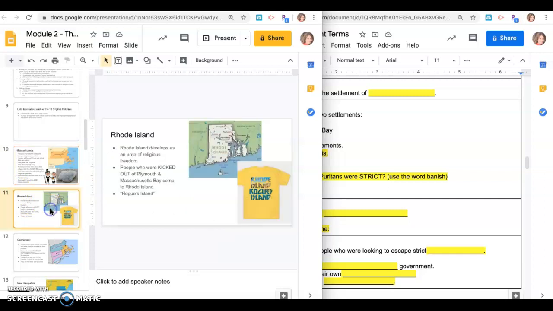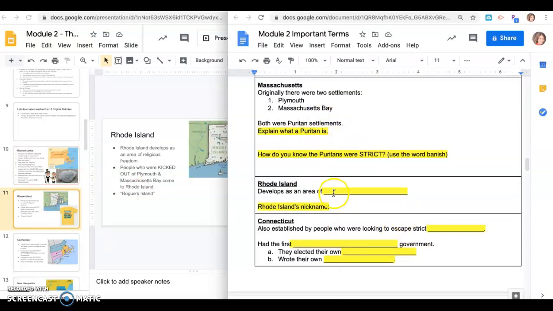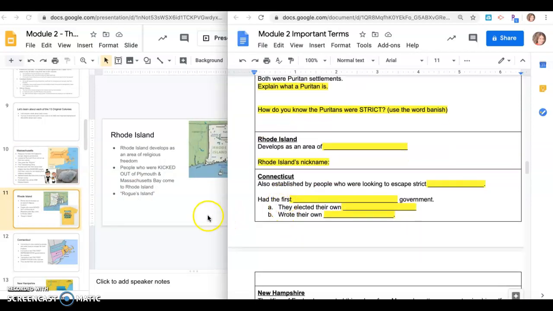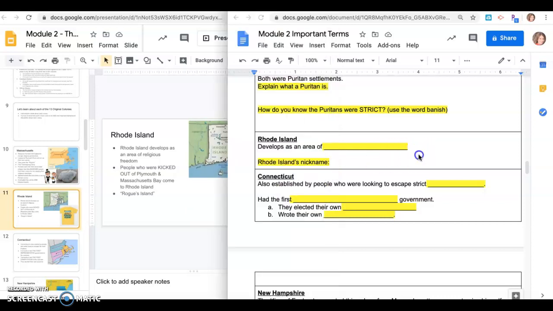Puritans ran it. Rhode Island is going to be our second one, and it is developed by people who were kicked out by the Puritans. Massachusetts and Rhode Island are right beside each other. When the Puritans were kicking out people for not being religious enough, they were kicked out over here into Rhode Island. And Rhode Island gets the nickname Rogues Island because it was full of the sinners who were kicked out by the Puritans. So it's called Rogues Island instead of Rhode Island, and that's the nickname right there.